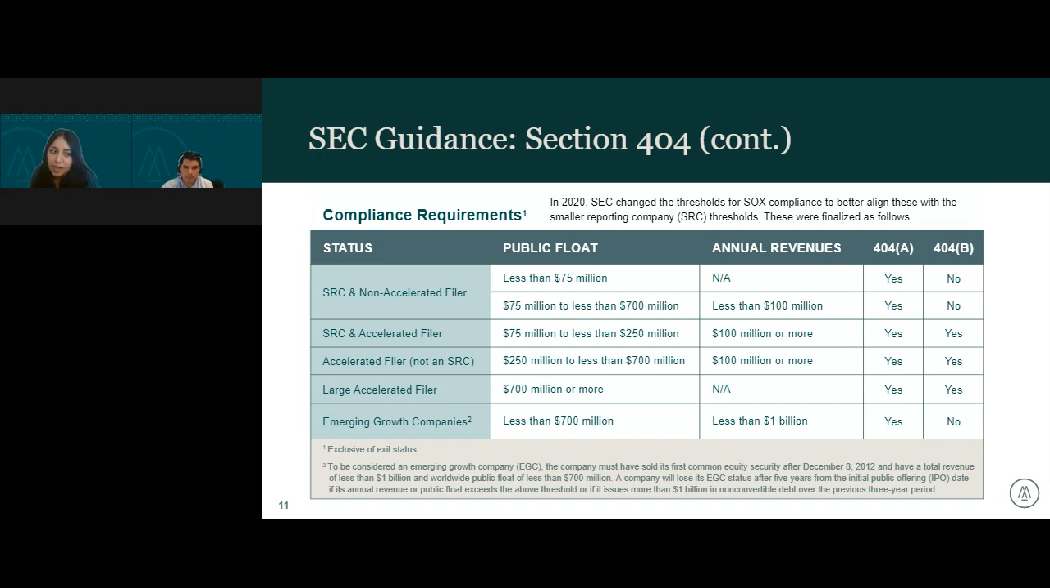Even if you have EGC status, you're 404A and that's about to expire, there is still a possibility you would qualify as an SRC and you would remain 404A. On the other side of that, you could be an SRC and, depending on your public float or your annual revenues, you could very quickly ramp up to 404B status. So just keep that in consideration when planning out your SOX timeline and compliance efforts.